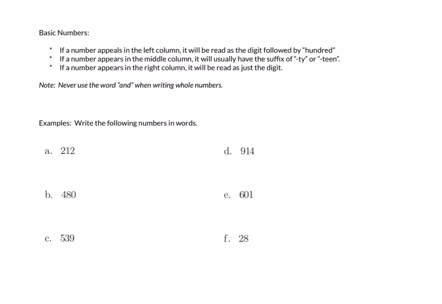If a number appears in the middle column, it will usually have the suffix ty. For instance, if you have a 2, it's twenty. Or you can also have the suffix teen, which means that you'll have a 1 in the middle column. You do have some special cases like 11 and 12, but I think everybody knows how to write 11 and 12 in words. And if a number appears in the right column, it will be read as just the digit, except for the teen examples.